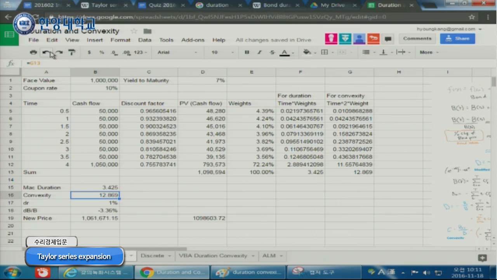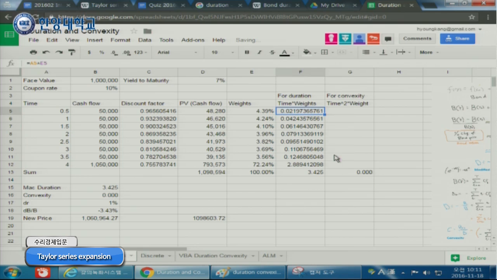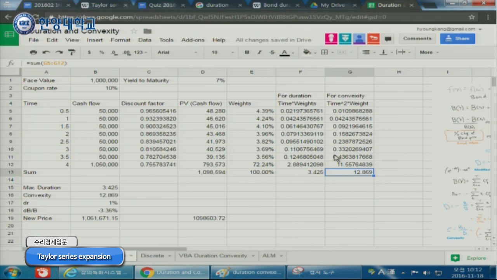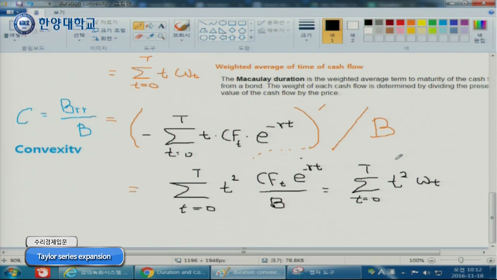Convexity is the same. Convexity is the square of the time, weighted. So all I can do is multiply time over here, because it is the square of the time. So I can multiply this one and time again, and then sum, so convexity is about 13. Convexity is the weighted average of the square of the time.